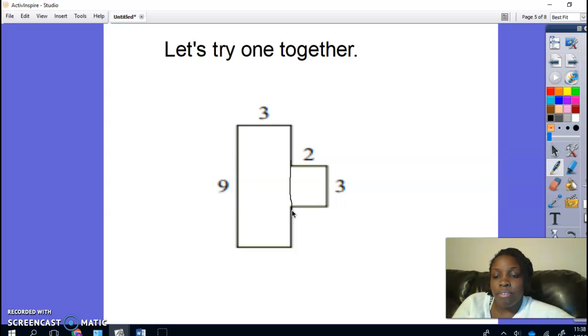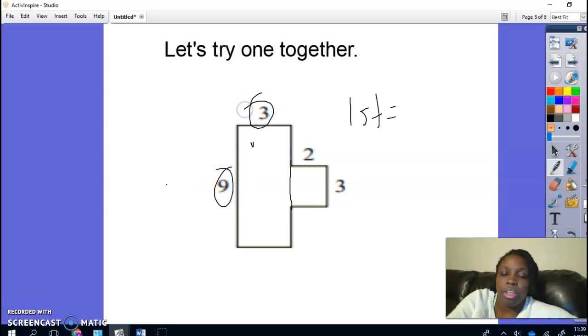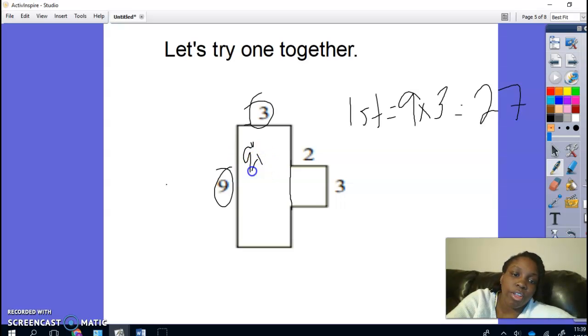All right, and now I need to find the area of each rectangle. This is going to be my first rectangle, and I'm going to find the area of this. So area is length times width. So what is my length and what is my width? All right, I have 9 and 3. So my length is 9, my width is 3. So I'm going to do 9 times 3, and 9 times 3 is 27. Usually I can write it in here as well, but I'm going to write it on the side for you guys. So 9 times 3 is 27.